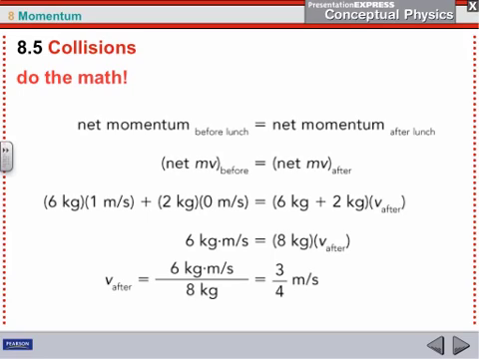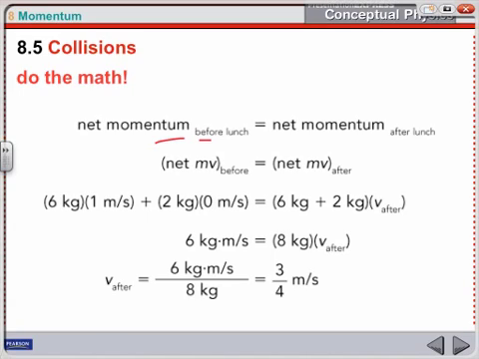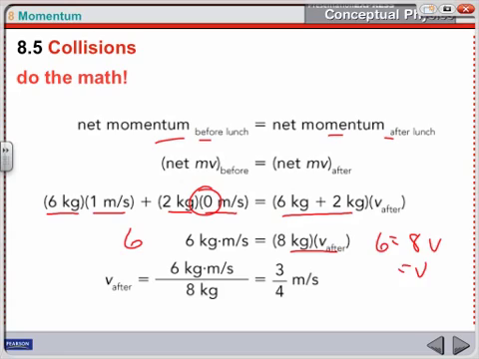Okay, momentum before, momentum after. So what was his momentum before? Well, he was 6 kilograms, moving 1 meter per second. The other one was 2 kilograms, but not moving, so that's 0. So 6. Afterwards, they are now 8 kilograms with the velocity we're trying to find out. So 6 equals 8v, v equals 6 over 8, or 3/4. So 3/4 meters per second. He's going to lose a little bit of speed after he eats his lunch.